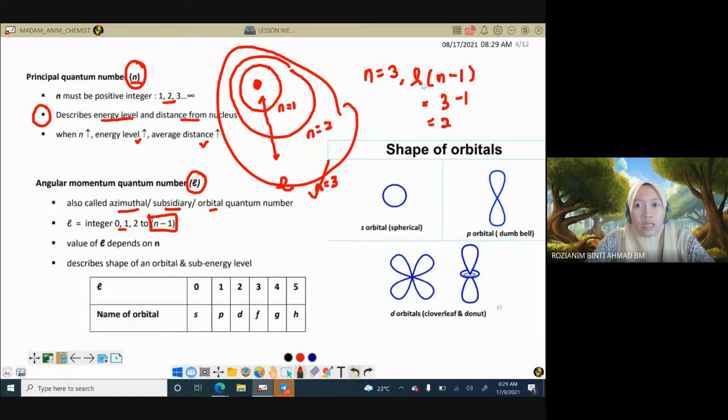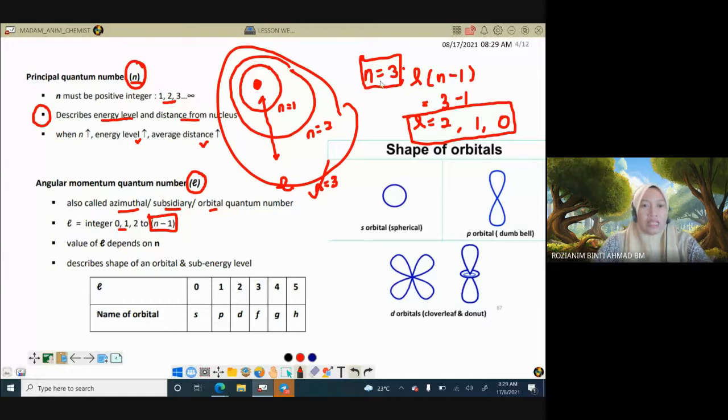So means the value for L, sekiranya elektron tu berada pada shell nombor 3, so value L dia adalah 2 and then 1, 0. So nombor dia mesti berturut. Inilah value for L. Okay, kalau elektron tu berada shell nombor 3. Okay, this is the important part.